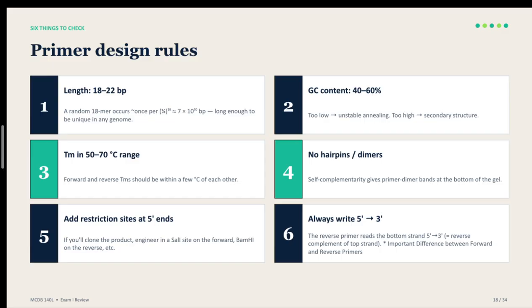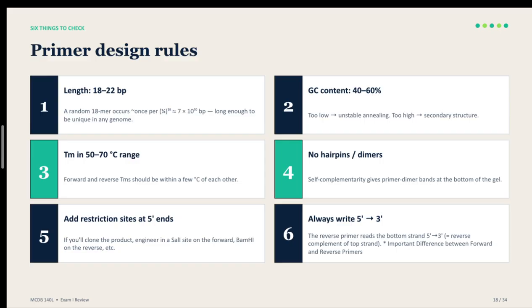Okay, primer design, right? So I think these are the 6 critical rules of primer design. So the first thing, we want it to be long enough. I don't think it necessarily needs to be between 18 to 22 base pairs. But the general idea is, for every base pair you get, right?